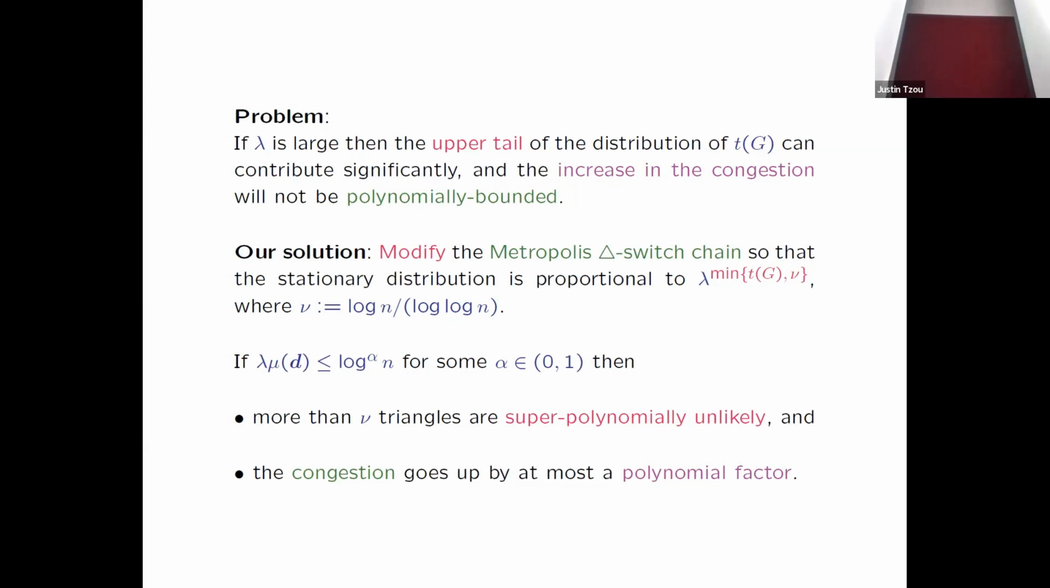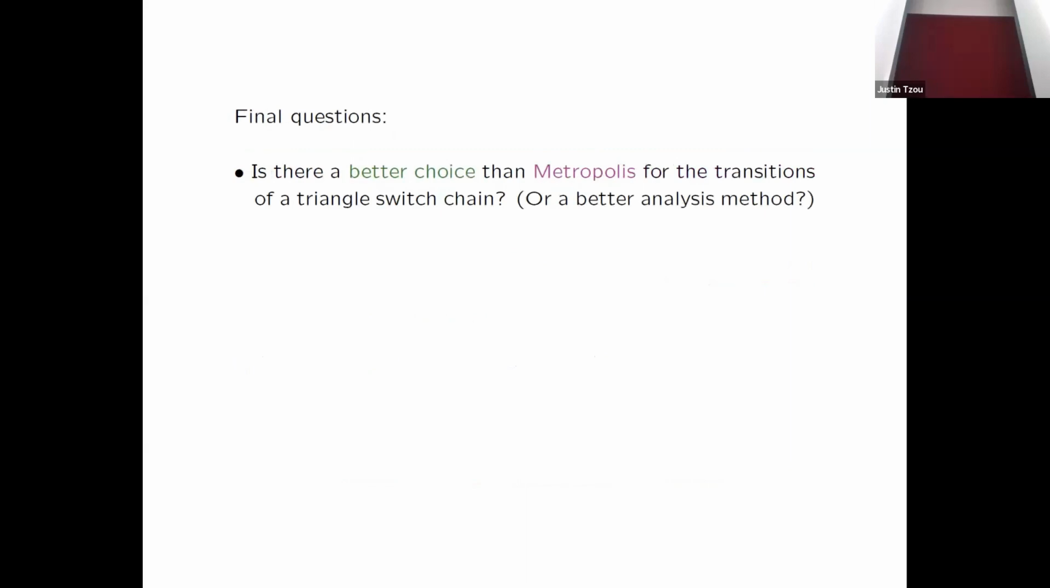That's our first point. And secondly, we were able to show that the congestion goes up by at most a polynomial factor. This polynomial factor shows up in the mixing time. So this is good in the sense that it gives us polynomial mixing, bad in the sense that that is a much more restricted condition than what we were hoping for. So that's our recent work.